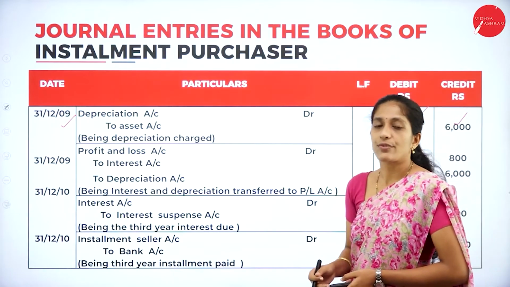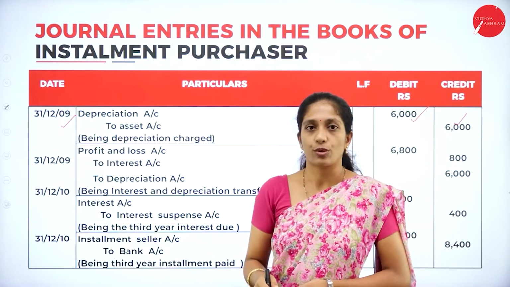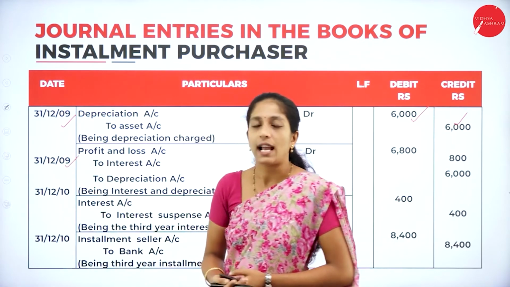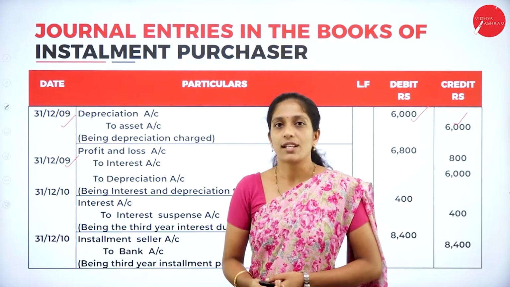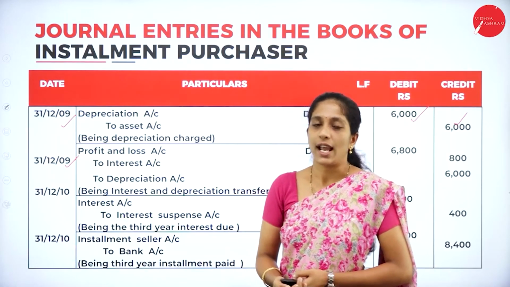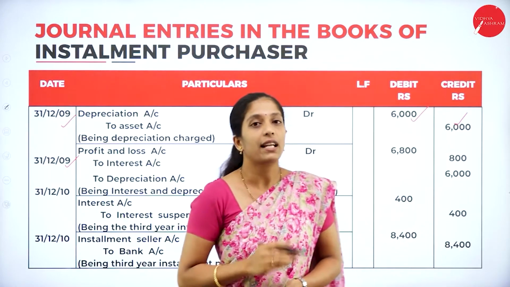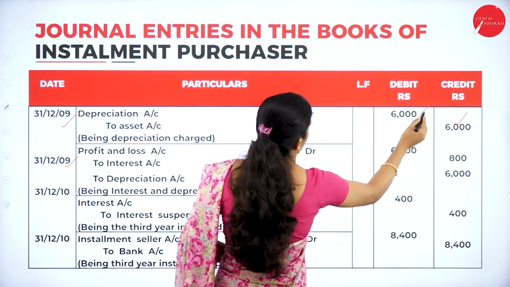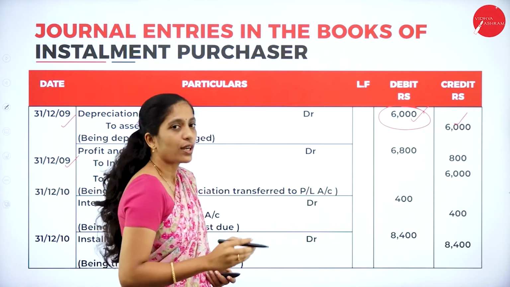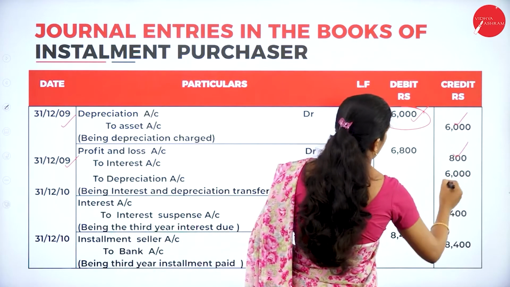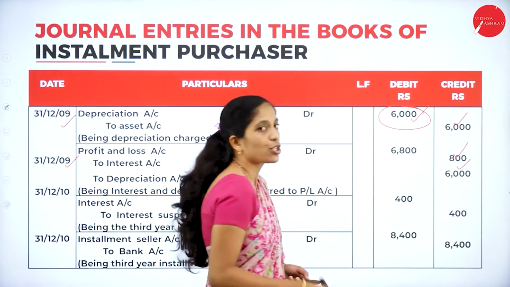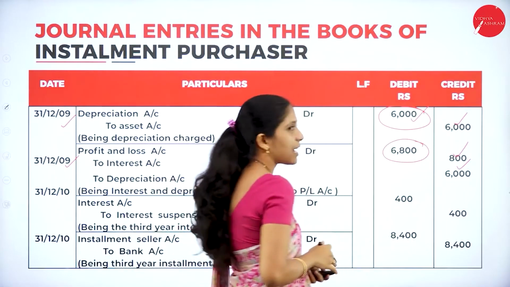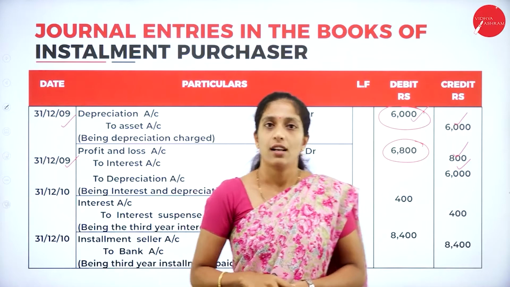Next, the last entry is for transfer of interest and depreciation to profit and loss account. So what is the entry? 31/12/09 profit and loss account debit to interest account and depreciation account. Now what is the second year interest? It is 800. What is the second year depreciation? 6,000. So we have to total it, and we get 6,800, which has to be transferred to profit and loss account.